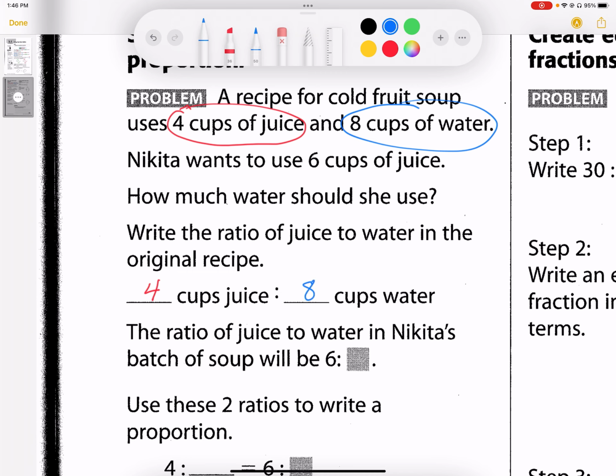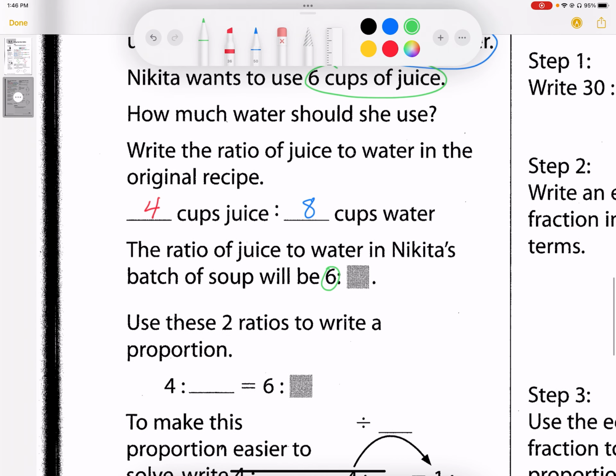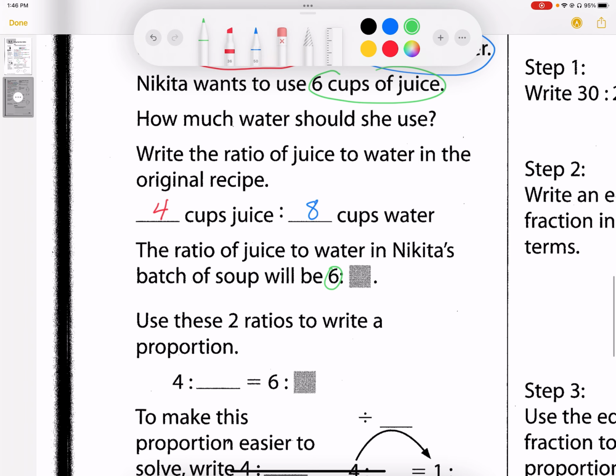The ratio of juice to water in Nikita's batch of soup is going to be 6. So she wants to use 6, and we want to find out the unknown part. So we have here 4 to blank. In this case, we have our 4 to 8. We want to write 4 cups of juice to 8 cups of water, and we want to relate that to 6 cups of juice.